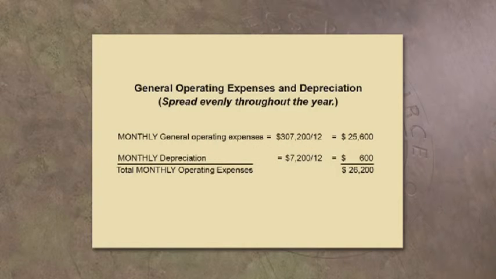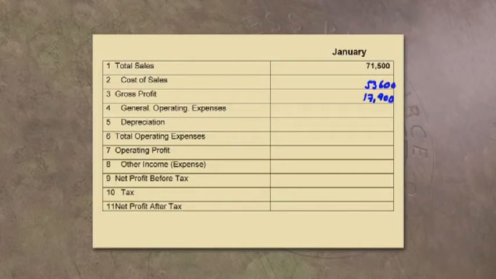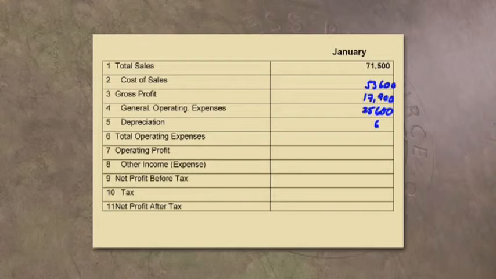So when we divide his general operating expenses from the prior page of 3072, 3072 divided by 12, I get how much per month? 25.6 per month. That's exactly right. 25.6 general operating expenses. You with me? We're going to do the same thing for depreciation. So we divide the 7,200 by 12 and get what? 600.